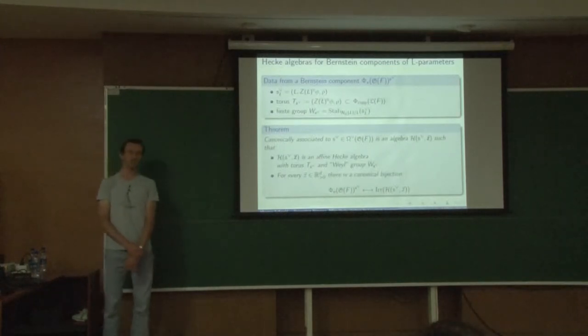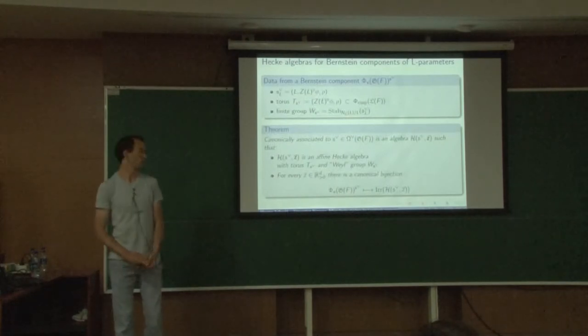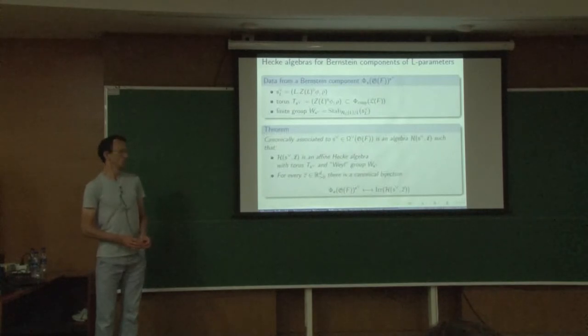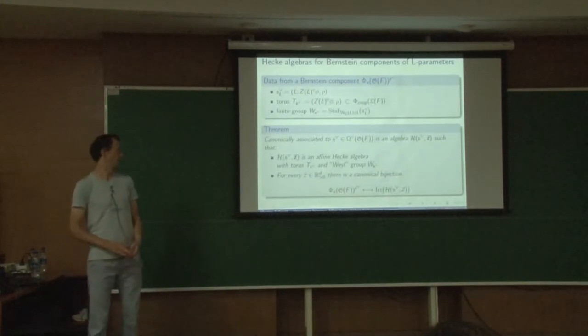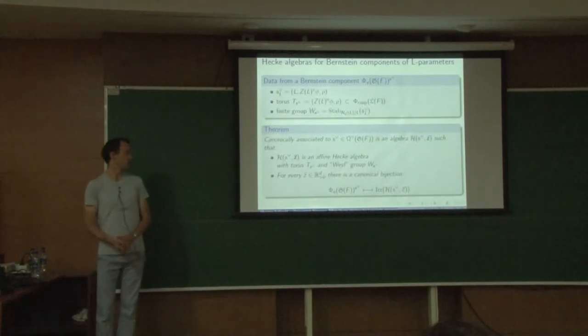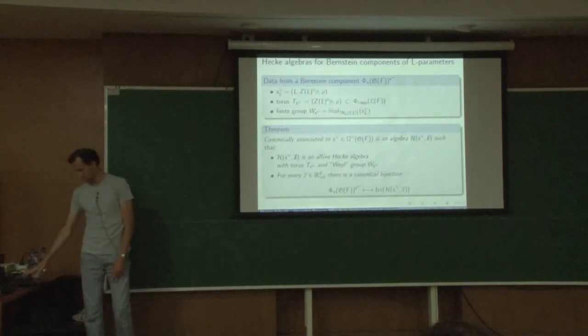And in fact, you can then build an affine Hecke algebra whose underlying torus is the torus T check, and whose Weyl group is the Weyl group given to you from the Langlands parameters, and whose irreducible representations are in bijection with the specified set of Langlands parameters. That leads to the wavy question.